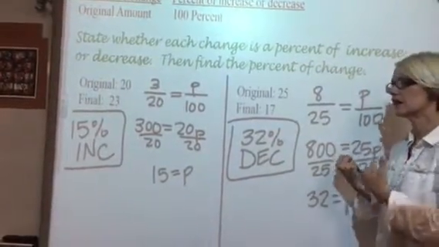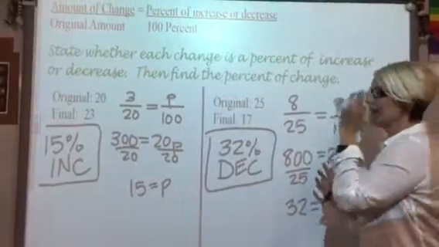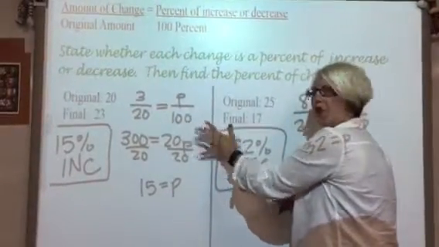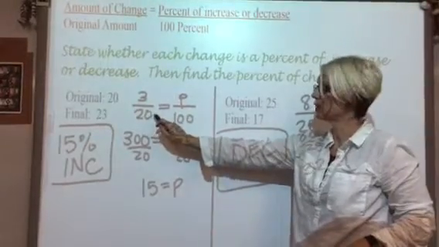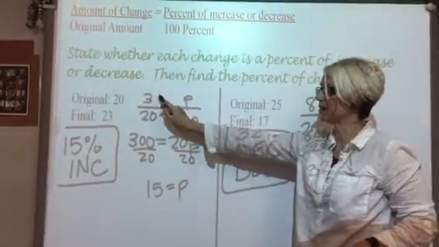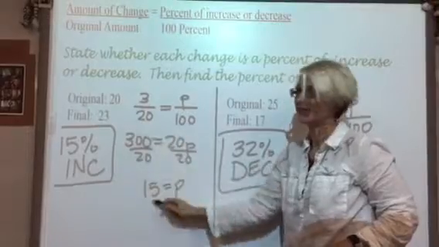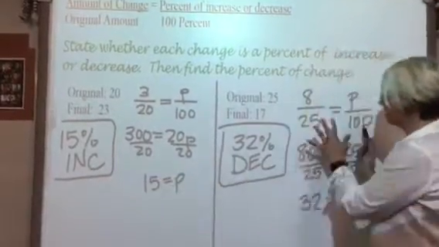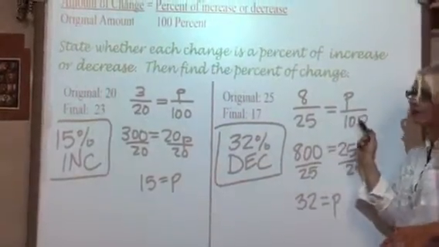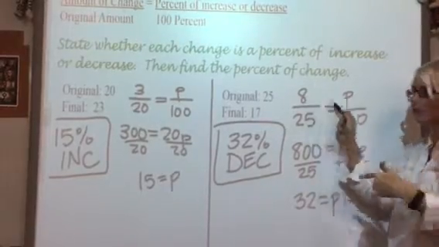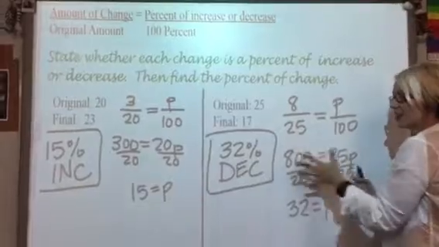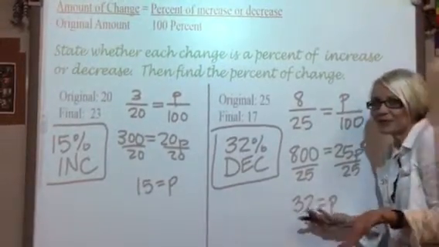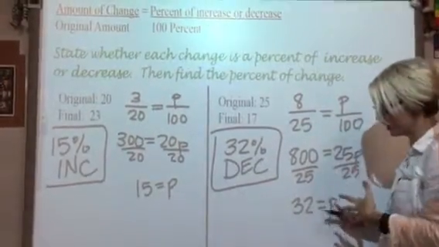Now, there is something I want to say here. There is another way that you could solve. You could do a times 5, what I call scale factor, and do 20 times 5 to get 100, so do 3 times 5 to get 15, and that's a little bit easier than the algebra. And in this situation, you could do 25 times 4. Well, then you'd have to do 8 times 4. You could use scale factor to solve these proportions and not use the algebra, but remember, we always want to practice our algebra, so that's why I showed you the algebra.